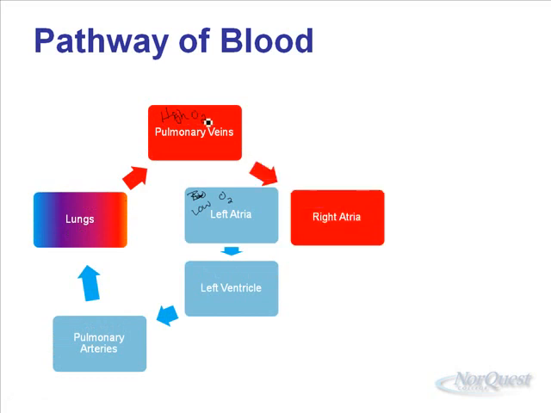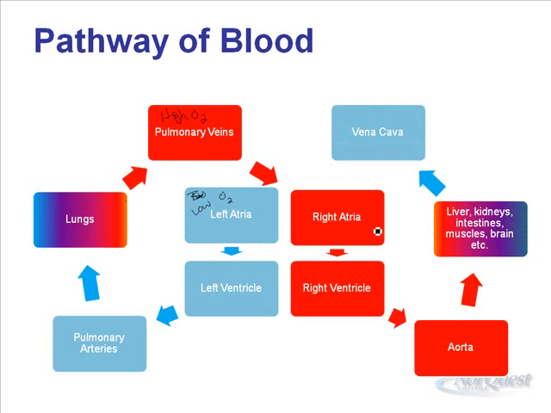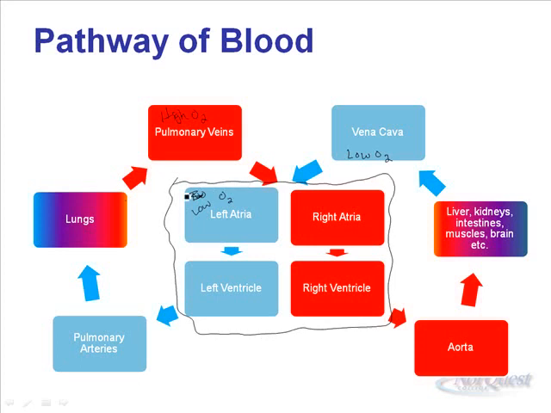We've just picked up a bunch of oxygen. From the pulmonary veins, it goes to the right atria, to the right ventricle, out to the aorta, out to everything else, your body. And that's where it's going to lose O2. And so here we're back at a low O2 situation, back into the left atria, and we do it all over again. So this part here represents your heart.